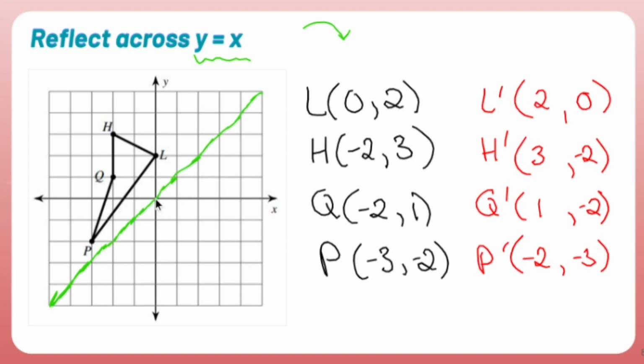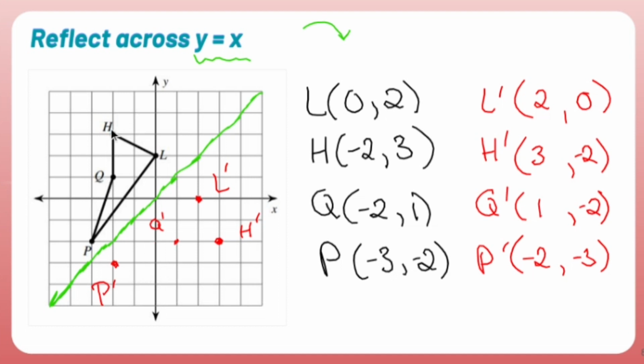L prime, let's go to my origin, is right 2. Don't go up or down, L prime. H prime is right 1, 2, 3, down 1, 2. Put a dot there, H prime. Q prime is go right 1, go down 1, 2, Q prime. And P prime is (-2, -3). So go left 1, 2, go down 1, 2, 3. That's P prime.